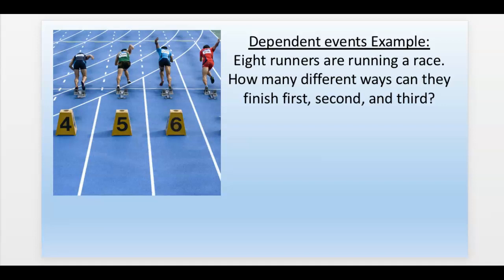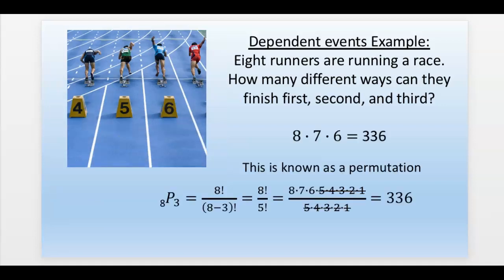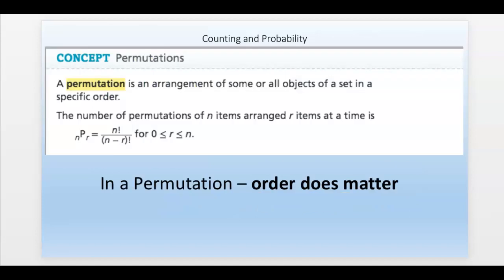Another example would be 8 runners running in a race. How many different ways can they finish first, second, and third? Again, not all 8 runners. We just want to fill 3 slots and arrange them. So again, it's 8 times 7 times 6. And again, that's a permutation, because 8 minus 3 is 5 factorial, so 5, 4, 3, 2, 1 is eliminated. And we just get the 8 times the 7 times the 6, just the first 3 positions. Again, that's called a permutation.